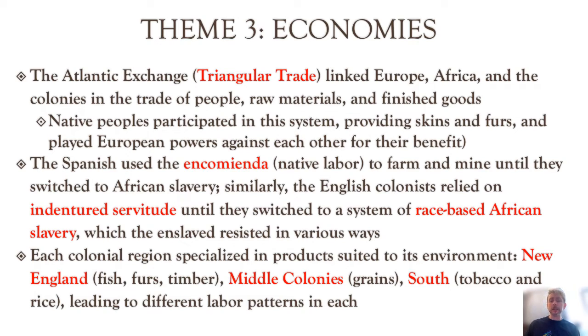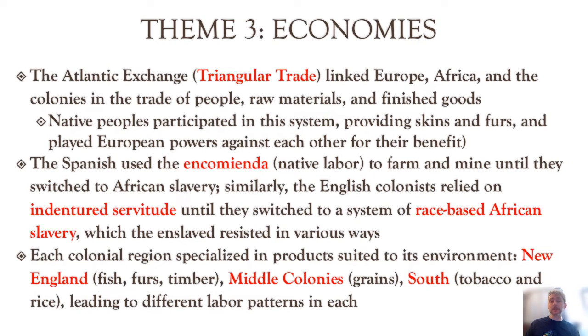The English colonists will also start with one system and then switch to race-based slavery. The English begin with indentured servitude, so you pay someone's way to America, and in exchange, when they get there, they work for you for 5 to 7 years till they get their freedom.